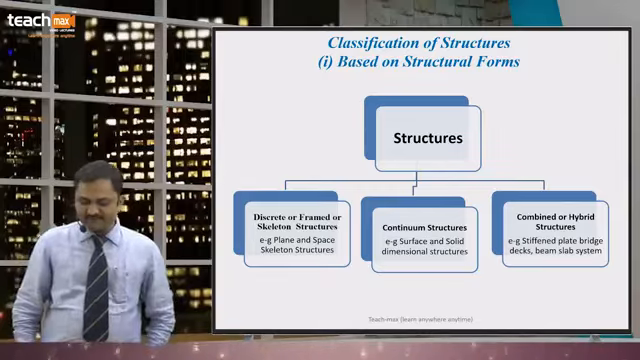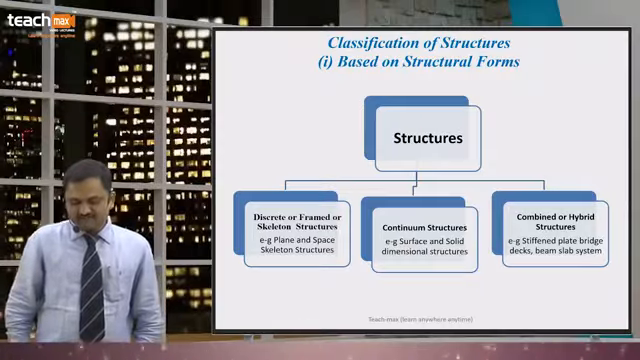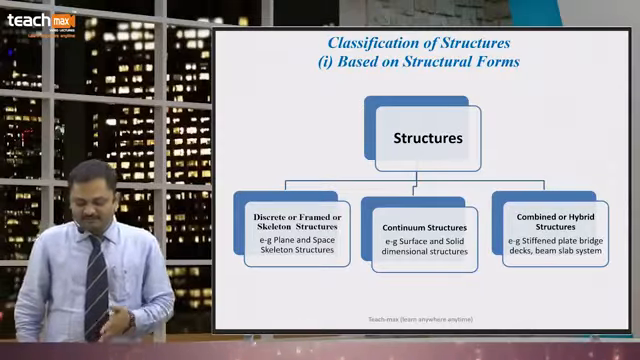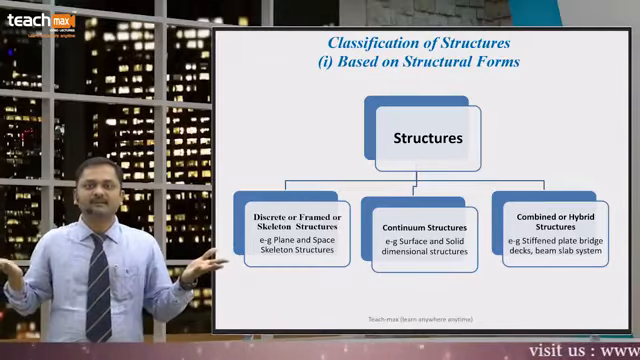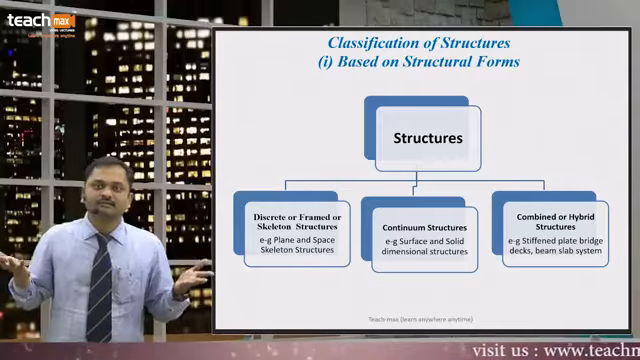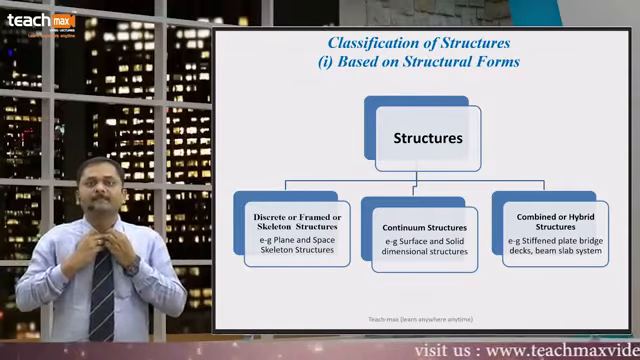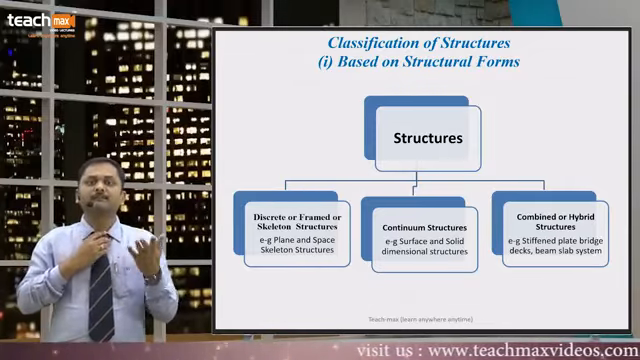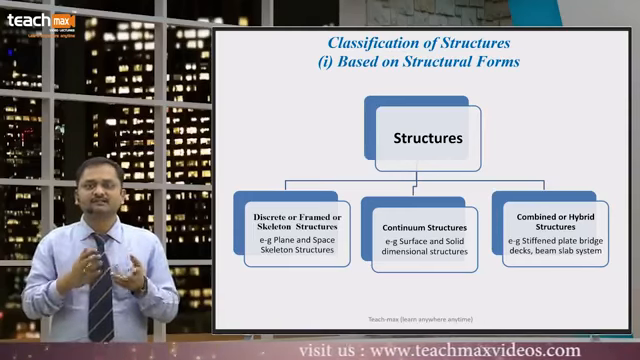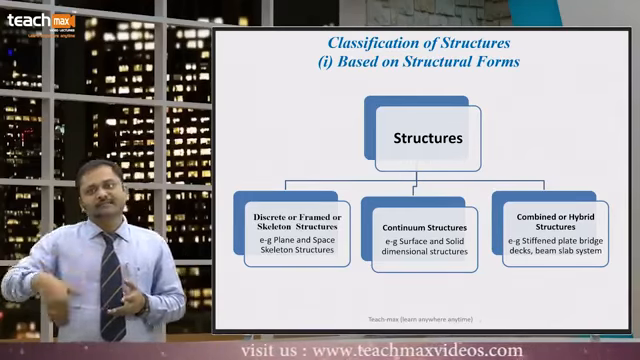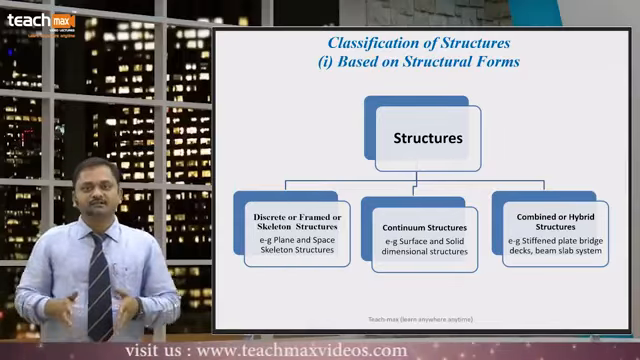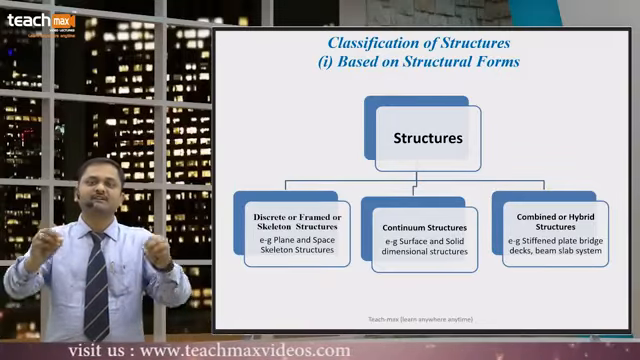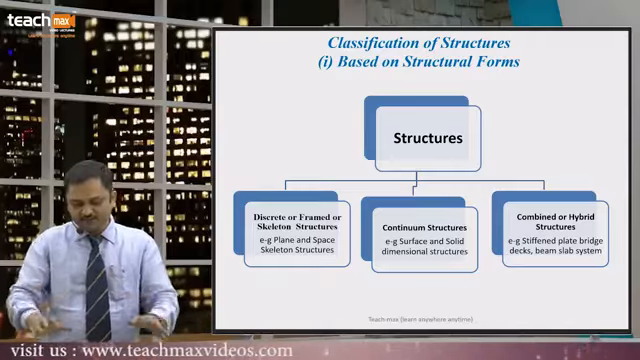The examples are stiffened plates, bridge decks, and beam slab systems. In RCC we know beam and slab are cast together, so definitely we can say it is a hybrid structure. If you combine two members or two structures together, we can say it is a combined or hybrid structure. So here it is. This is the classification based on structural form. I hope you understand this.